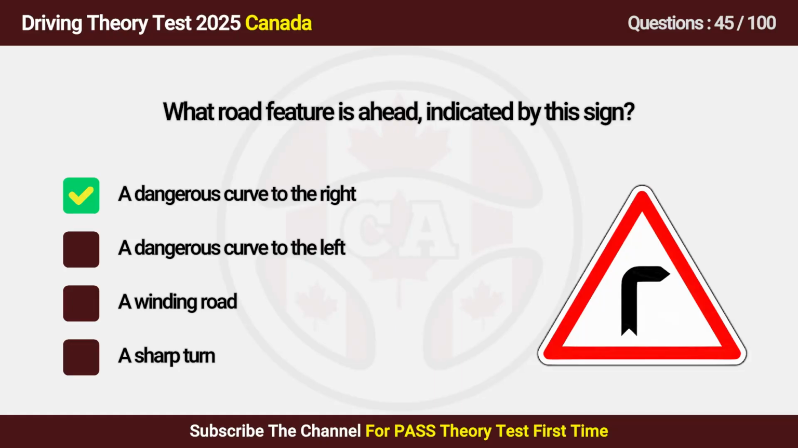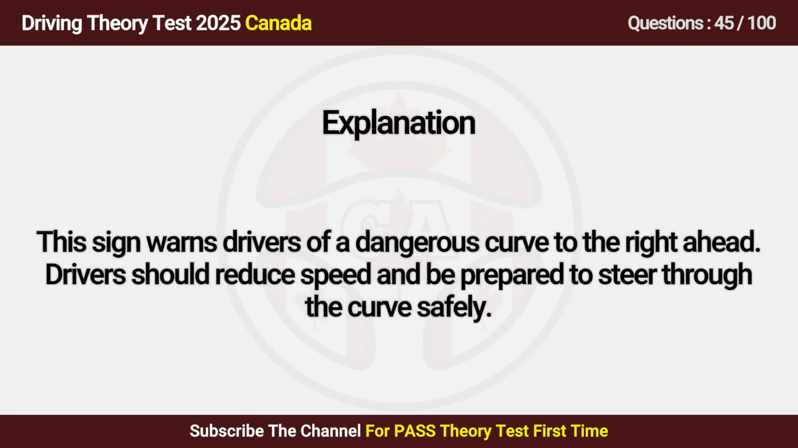Answer is A. A dangerous curve to the right. This sign warns drivers of a dangerous curve to the right ahead. Drivers should reduce speed and be prepared to steer through the curve safely.